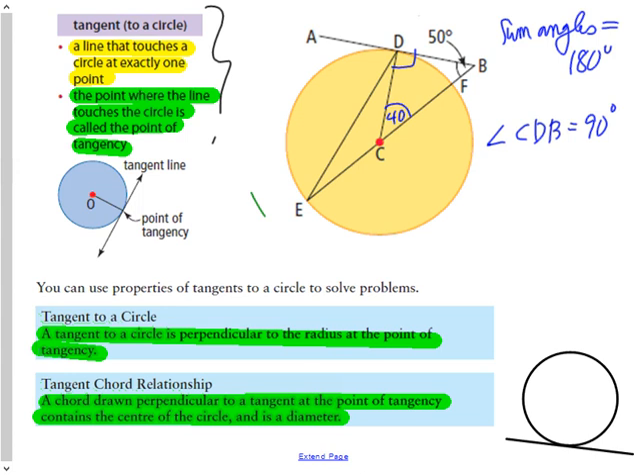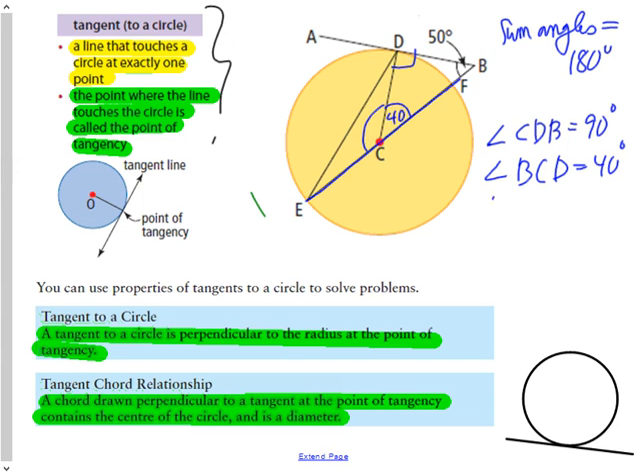We also know that angle BCD, the one we just did, is 40 degrees because the sum of the three angles has to equal 180. But we also know this one right here, okay? And we could do that because this is a straight line right here, and a straight line has 180 degrees.